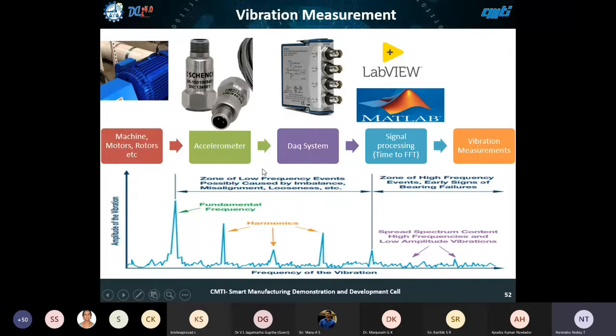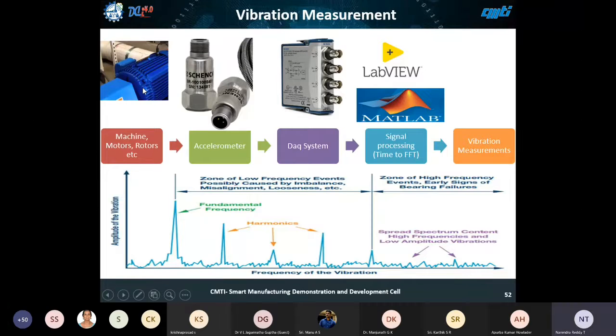But here the basic limitation I'll tell you: the cost of the accelerometer is high because these are all industry standards, and these DAC acquisition systems are also very expensive. And then even LabVIEW and MATLAB are not free programming software. And to just do one measurement, you need to have this sophisticated infrastructure. Only then can you do the right analysis of your motors, rotors, or spindles.